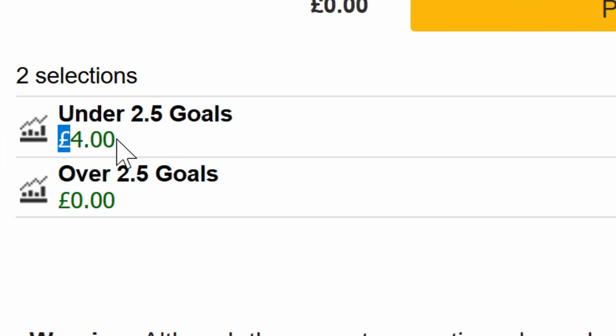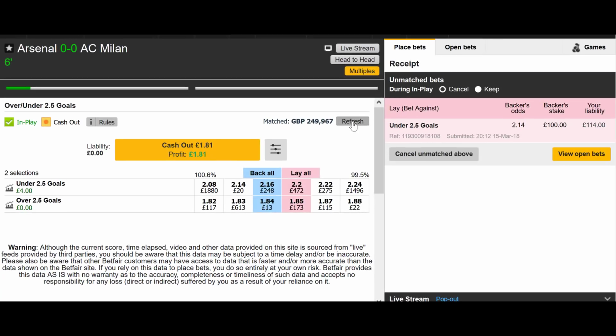We've got £4 sitting on under 2.5 goals. But yeah, I do want to say, if you are scalping the market, do not do it on a Betfair interface. You do want to use software, because you want to be able to get in and out very quickly, and it's very fiddly to do it on the Betfair interface.